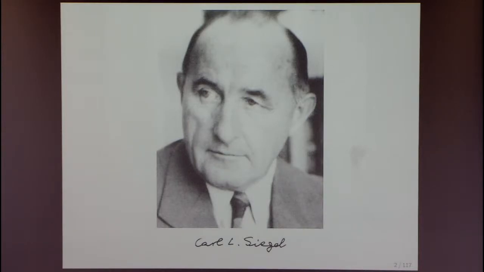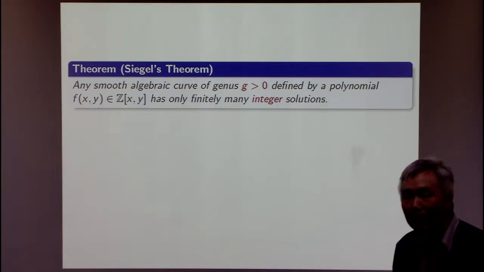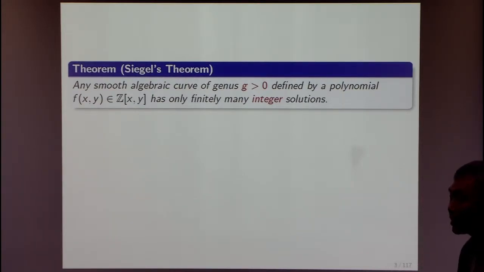So, the framework that I'd like to talk about. Okay, so let me first say which Siegel theorem. Siegel has many theorems. The theorem that I would be using, more in spirit really, because we want a very effective version of it, says that if you have an algebraic curve of genus at least one, with integer coefficients, then there are only finitely many integer solutions.